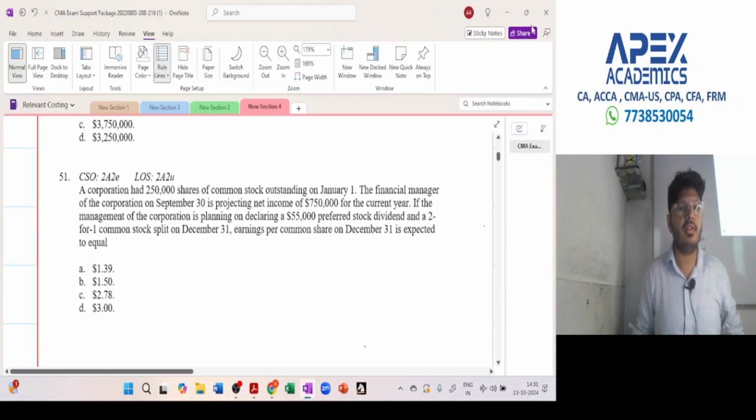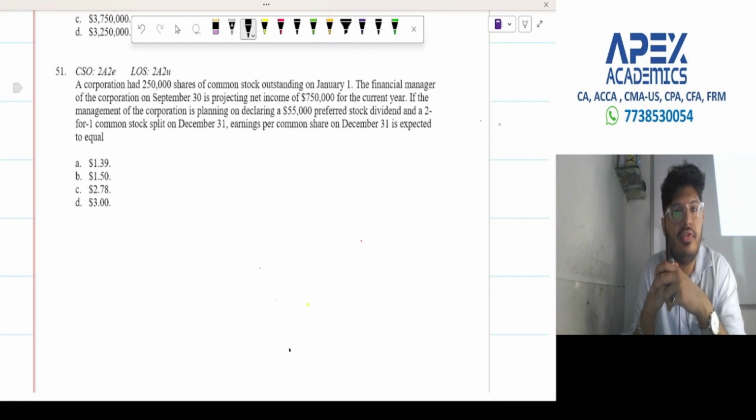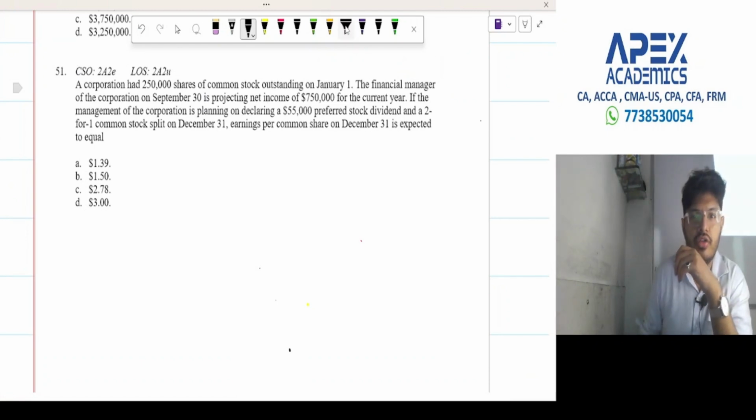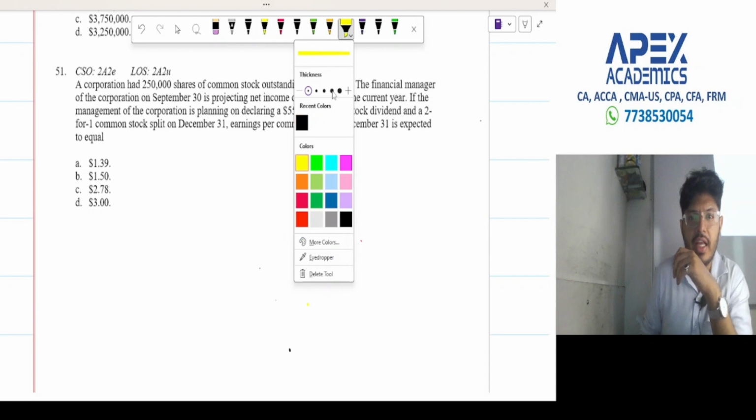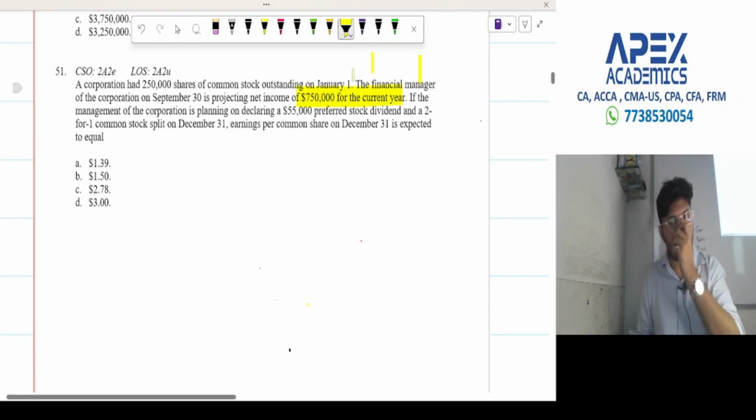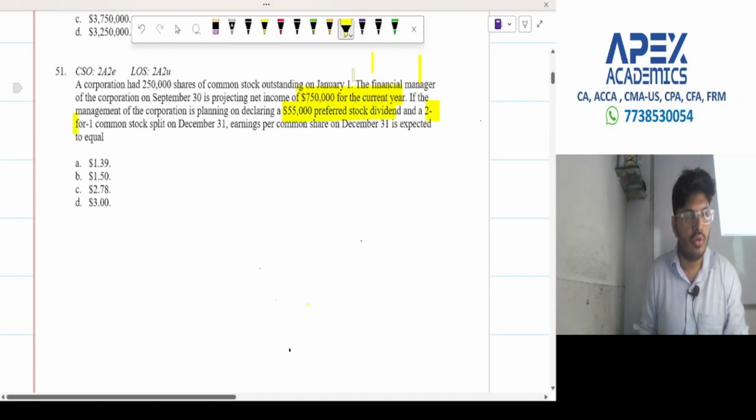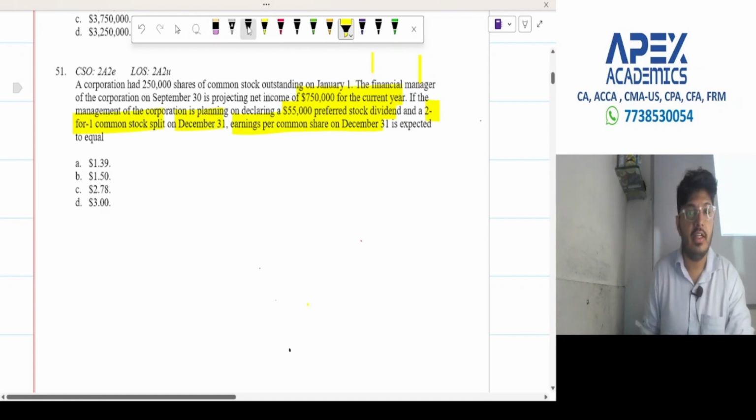Let's pay attention. We are looking at question number 51. A corporation had 250,000 equity shares, that is common stock, outstanding on 1st of January. The financial manager of the corporation on 30th of September is projecting a net income of 7,50,000 for the current year. If the management of the corporation is planning on declaring a $55,000 preferred stock dividend and a 2:1 stock split on 31st of December, the earning per share on 31st of December are expected to be what?